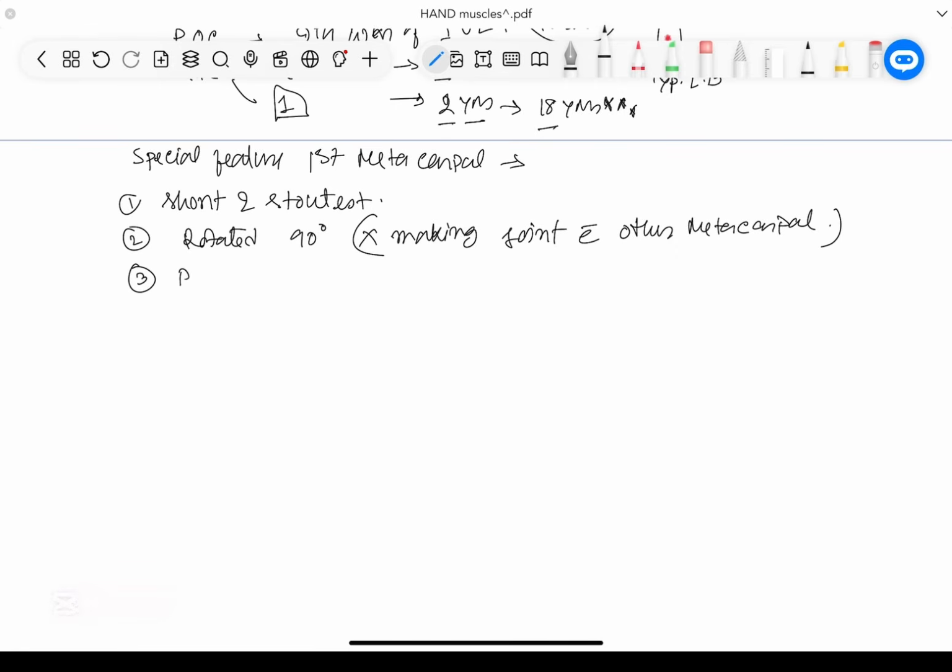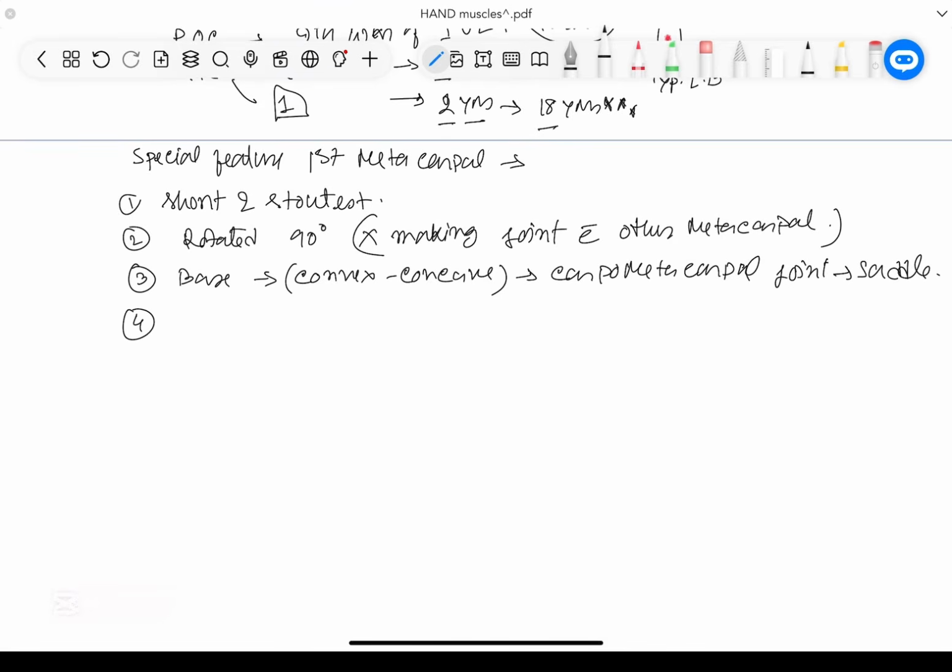Number 3, we will see its base. The base has a very special feature of concavo-convex, or convexo-concave. Because of this special feature, it is making the carpometacarpal joint, which is a saddle joint, but the other carpometacarpal joints are plain.